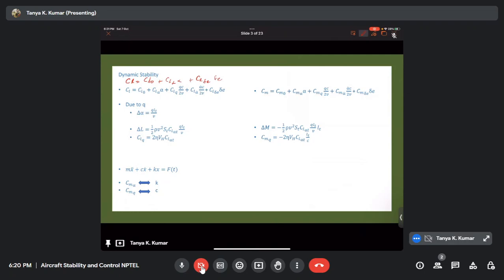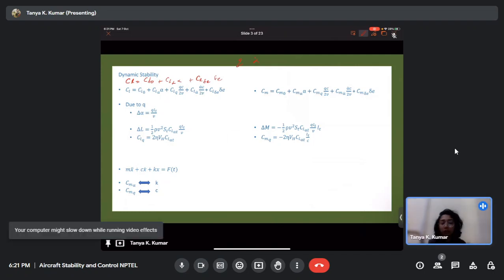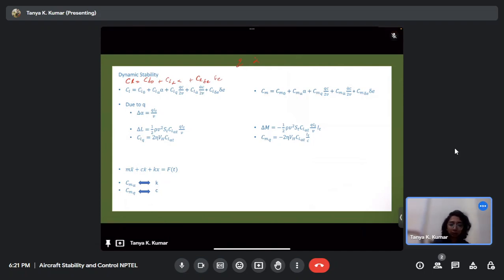Now when dynamic stability comes into play, two new terms come into the linearized equations of the stability derivatives: Q and alpha dot. Q is the pitch rate and alpha dot is the rate of change of angle of attack. When do they come into play? Only when the aspect of time comes in. Till now we were not dealing with time; it was just static stability. When dynamic stability comes in, we have these two new terms.